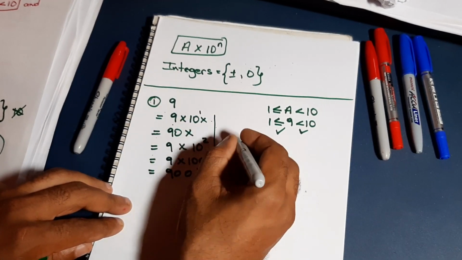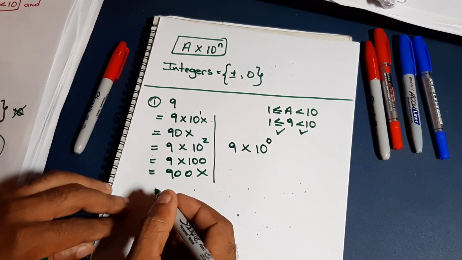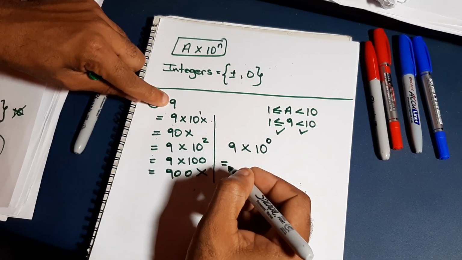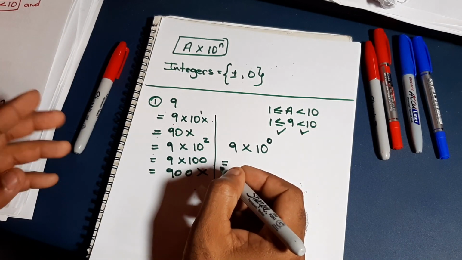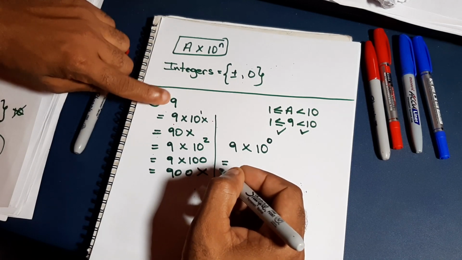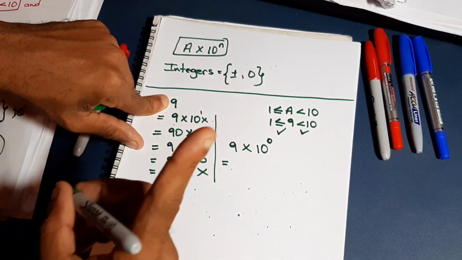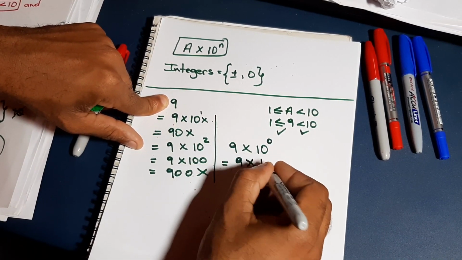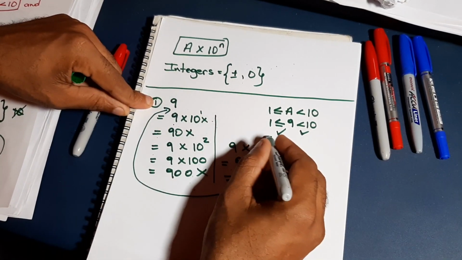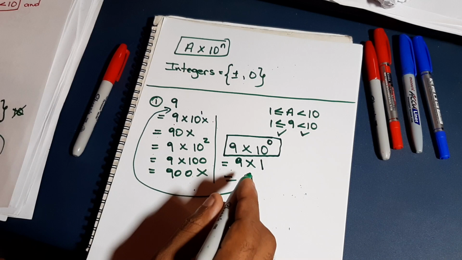Let's try another one. 9 times 10 to the 0 power. Now, does this make any sense? Remember, the question is 9. And whenever we're putting a number in standard form, when we solve back that standard form representation, we should get back the original number. Now let's see. 10 to the power of 0 is equal to 1. So 9 times 1 is 9. So yes, we get back the 9. So that means 9 represented in standard form is 9 times 10 to the 0 power.